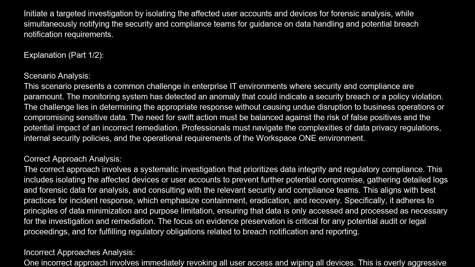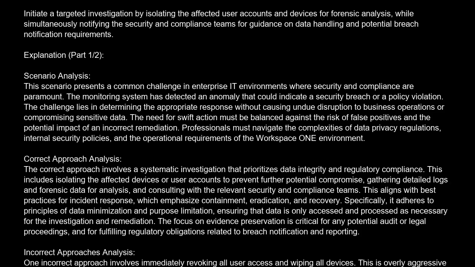Specifically, it adheres to principles of data minimization and purpose limitation, ensuring that data is only accessed and processed as necessary for the investigation and remediation. The focus on evidence preservation is critical for any potential audit or legal proceedings, and for fulfilling regulatory obligations related to breach notification and reporting.